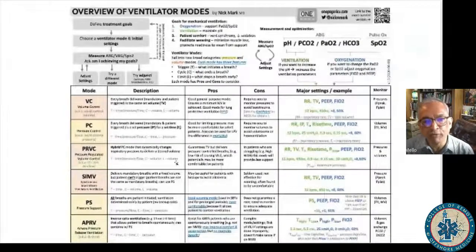So for your future reading, I've given you a fantastic summary of ventilator notes by Dr. Nick Mark. The one mode that we are all used to is volume control, but these are the sort of more common ventilatory modes used in intensive care, and I hope that you refer to these during your placement there.